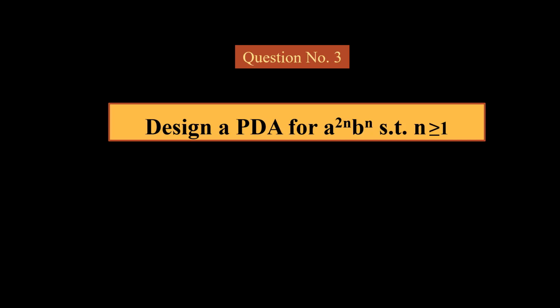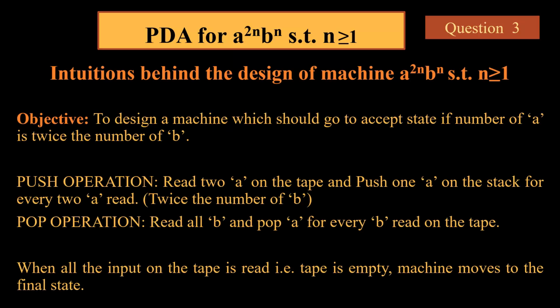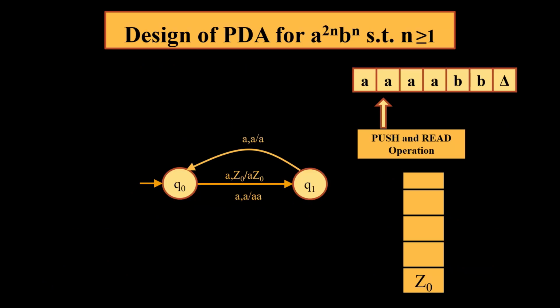Third question is: design a pushdown automaton for A^(2n) B^n such that n is greater than or equal to 1. If we talk about such a machine, the basic objective is that the number of A's should be twice the number of B's. So for every 2 A's read on the tape, we will push only one A on the stack. Once we come across B, we will start the pop operation, and corresponding to every B we should get an A from the stack, and when the tape is empty, the machine should move to the final state.